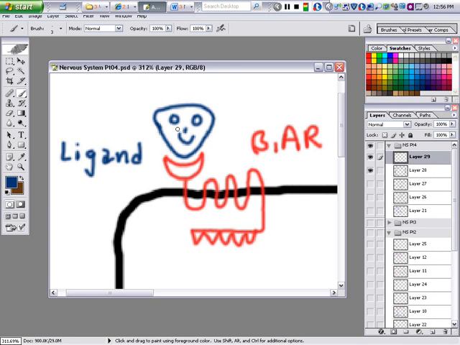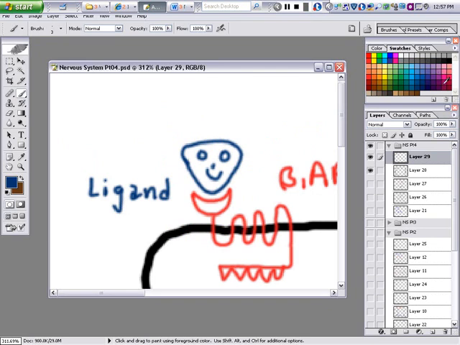Now, what is the name of the chemical? What is the name of the adrenergic chemical that we're going to use? Epinephrine. So this chemical is going to be epinephrine. So here we have epinephrine. Okay, so epinephrine is going to bind to our beta 1 adrenergic receptor.